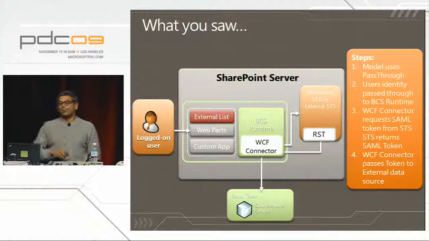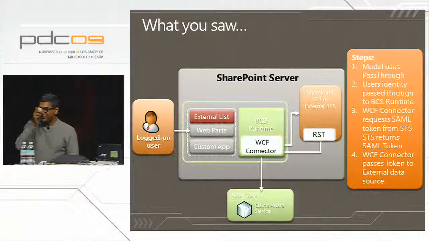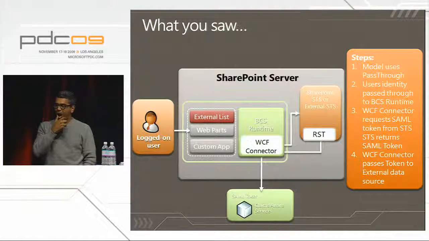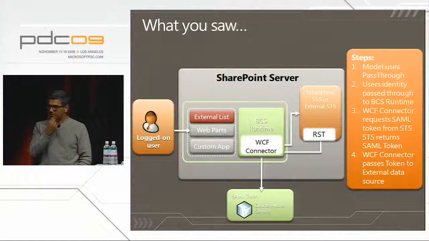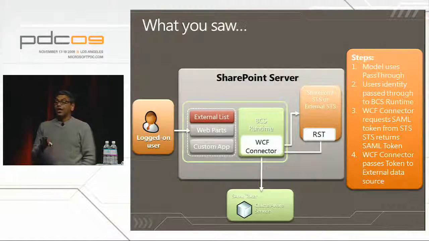OK, I see one final question. OK, fine. I'm a little confused. So the BCS is getting together a token that it's going to give to the claims aware service to use. How does it know what claims the claims aware service wants?